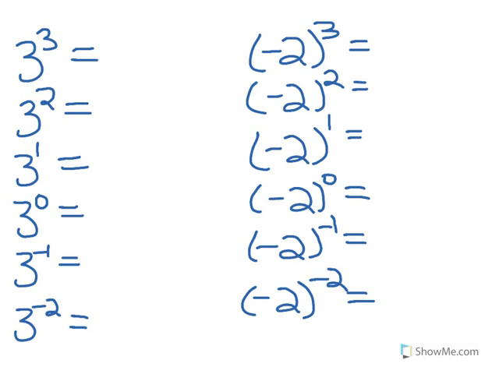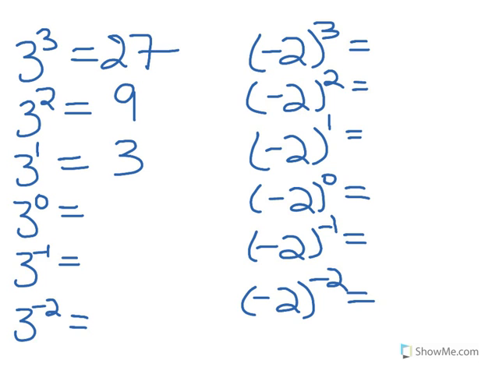Let's start by filling in these two columns of calculations so that we can get a sense of how patterns drive the conclusion that mathematicians reach about zero and negative exponents and what they must mean. 3 to the third power is 3 times 3 times 3. Well, 3 times 3 is 9, and 9 times 3 is 27. 3 squared is 3 times 3, which is 9. 3 to the first power is a single 3, which is 3.